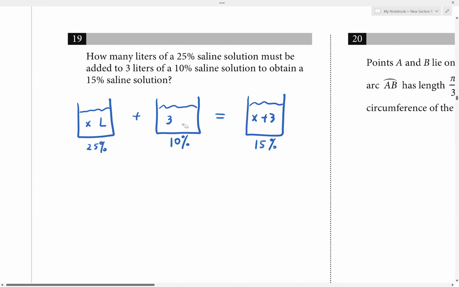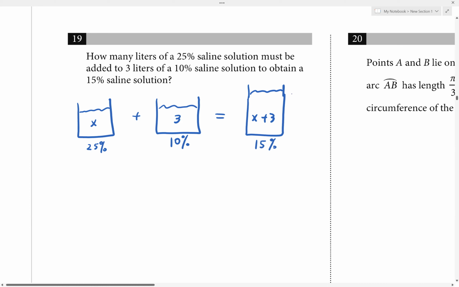Okay, let me just get rid of the unit here. The first one we have X liters, the second one we have 3 liters. So the total volume after we mix them together is X plus 3 liters, because we added them together. The drawing is not to scale, but you know the total should be more in the third beaker because we're mixing them together. So X plus 3.